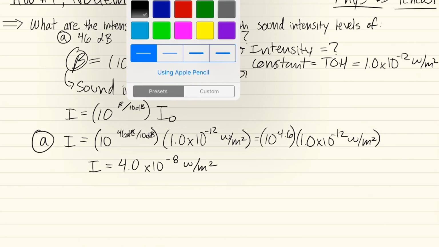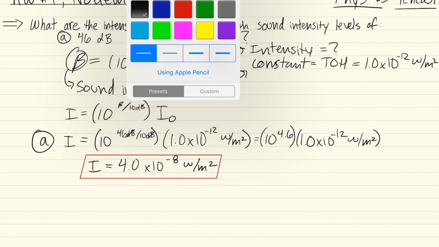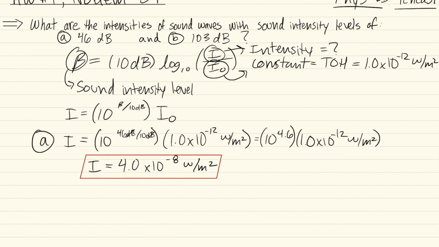I'm going to go ahead and box this right here in red. Then using the same equation that we derived for I earlier, we can plug in 103 decibels from part B to find the intensity. That gives us I equals 10 to the power of 103 divided by 10, and that whole value times 1.0 times 10 to the negative 12 watts per meter squared.